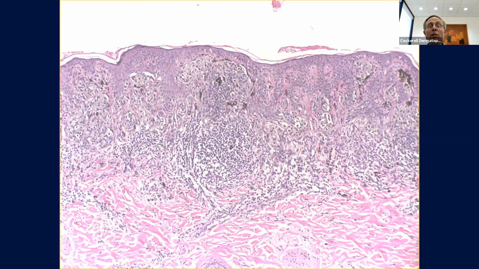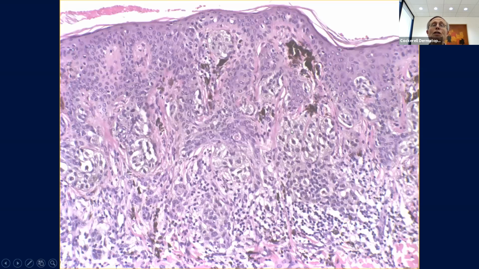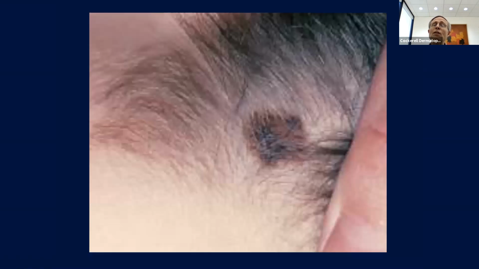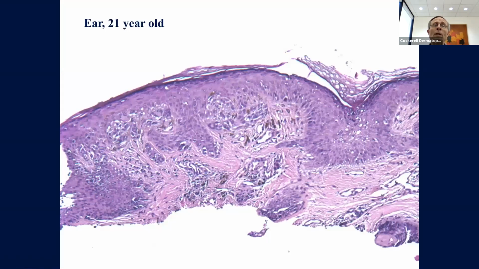Another example here, cells have relatively abundant cytoplasm, relatively large nests, may get a couple of cells above the junction. This is a pretty common phenomenon when you biopsy lesions on the scalp. So scalp nevi kind of look a little bit weird. And the last one is on the ear. These lesions very commonly have a spitzoid morphology.